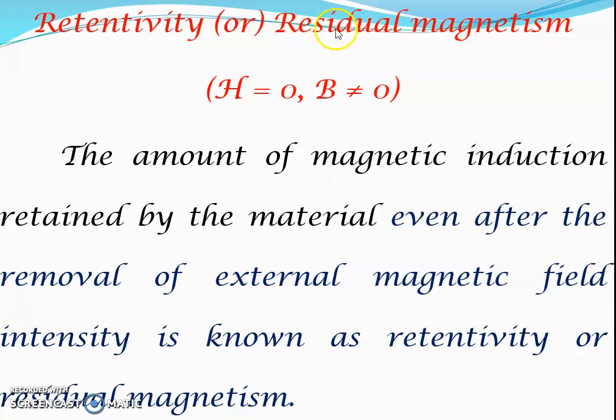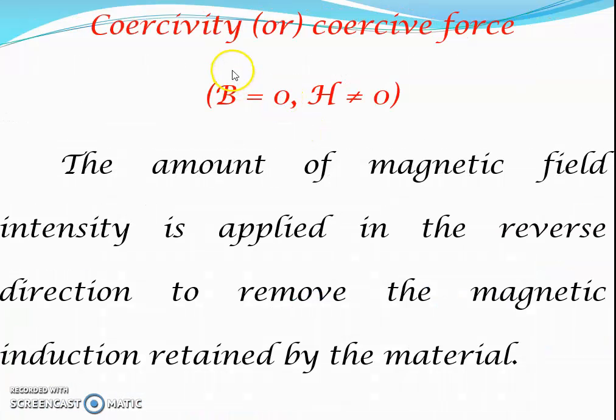So, retentivity is nothing but residual magnetism or residual magnetic induction. That is, even when the applied field is reduced to zero, the magnetic induction does not come to zero. That is what is called retentivity. Then, coercivity. Coercivity is otherwise known as coercive force. When the magnetic field is applied in the reverse direction, the magnetic induction comes to zero. The amount of magnetic field applied in the reverse direction in order to bring the magnetic induction to zero is what is called coercivity.